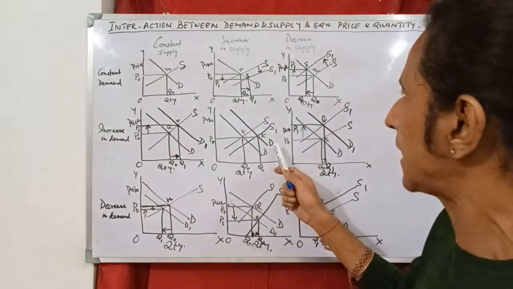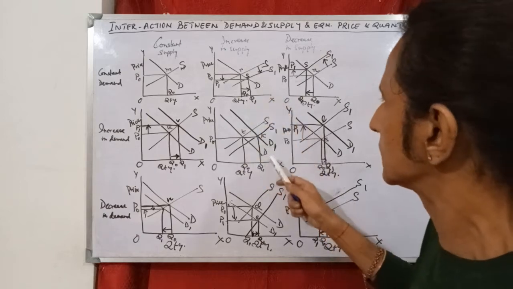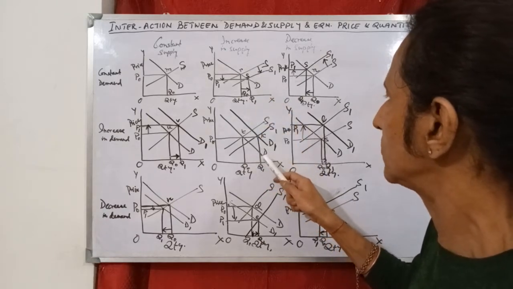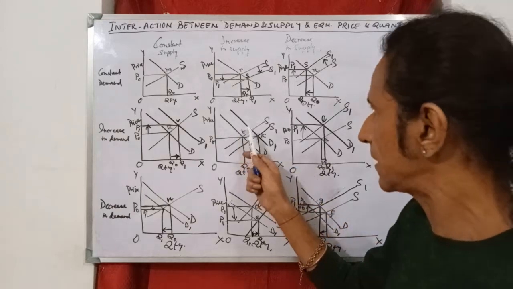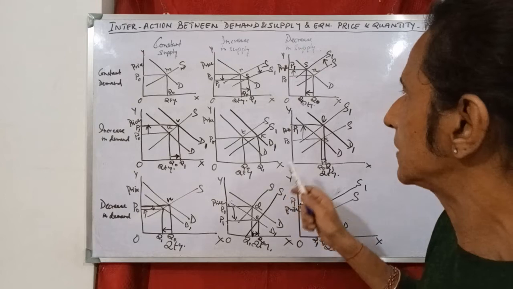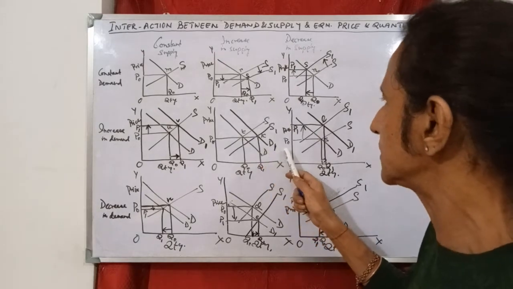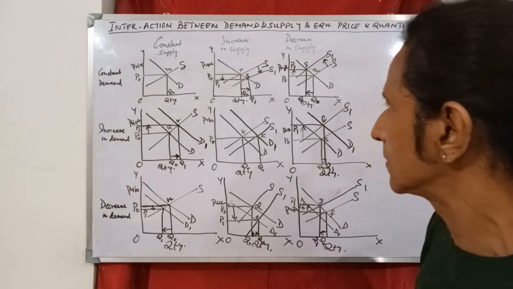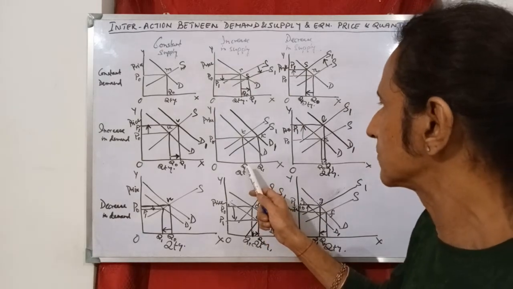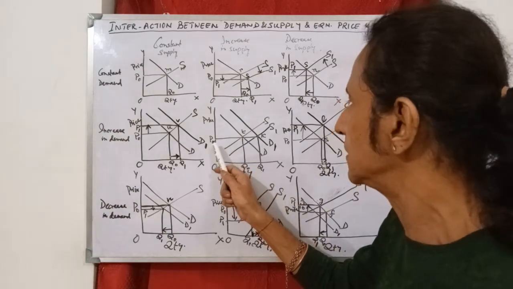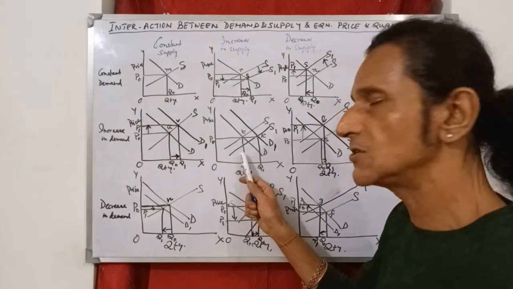As demand and supply both are increasing, the demand curve will shift parallelly rightward from D to D1 and the supply curve shifts parallelly rightward from S to S1. So the new point of intersection, that is the intersection between D1 and S1, is point K. So equilibrium quantity is Q sub 1 and equilibrium price remains P sub O. But this is not necessary.